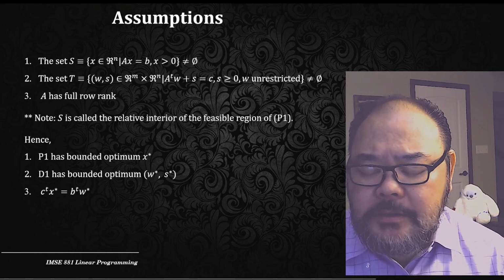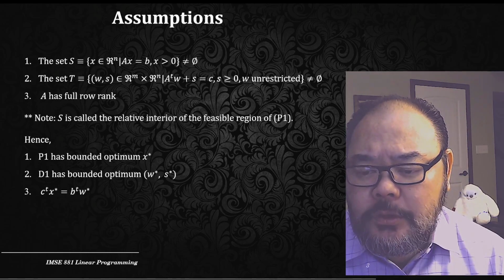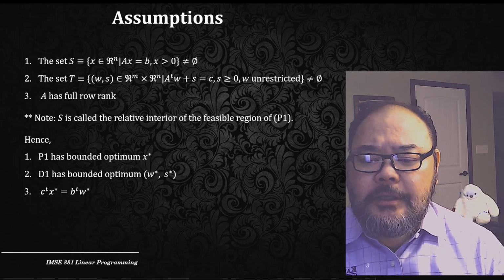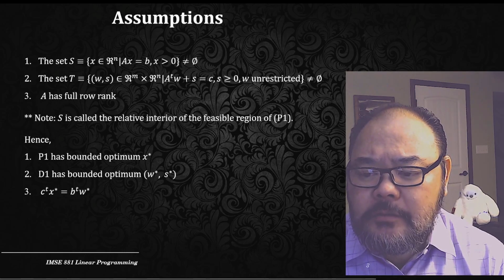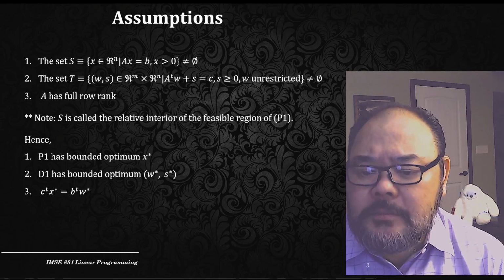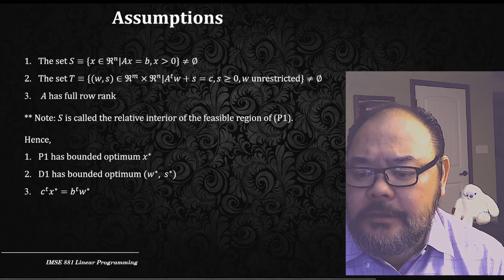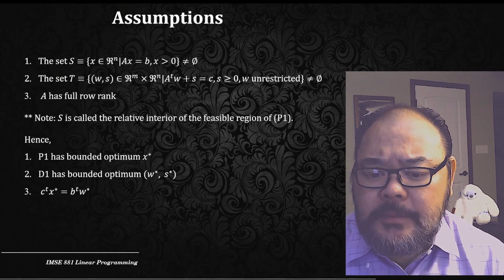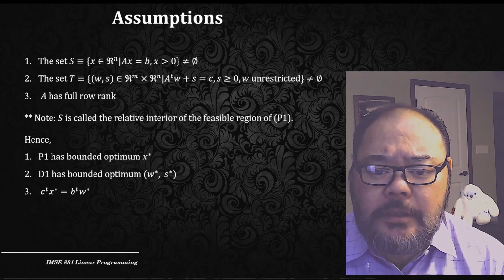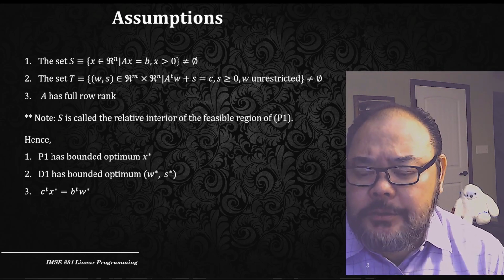Another basic assumption is that A has full row rank, meaning the rank of A is m, and m is less than n. So S and T are the relative interiors.